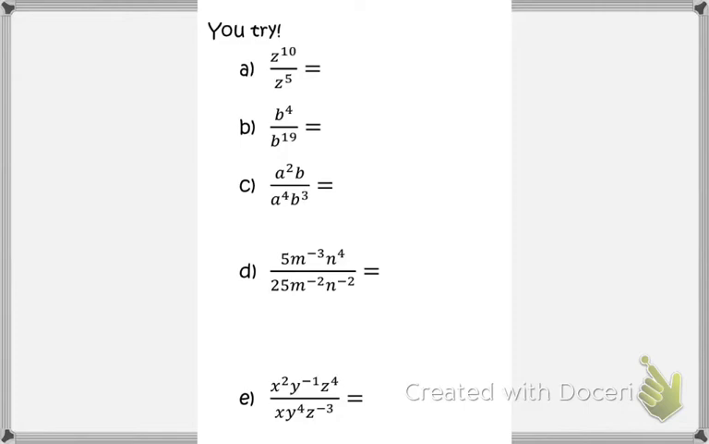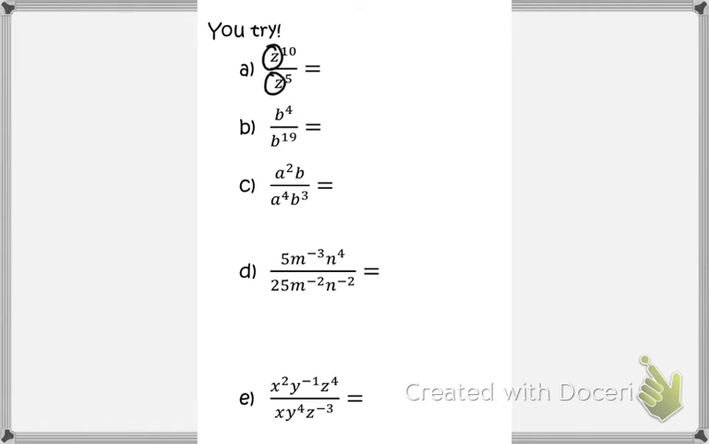Alright, this is your U try. On example A, we have z to the 10th over z to the 5th. What is the first thing we need to do before we apply the quotient property or the division property of exponents? That is correct. We need to check whether or not the bases are the same. Let's go ahead and look at that right now. Looks like our bases are the same.